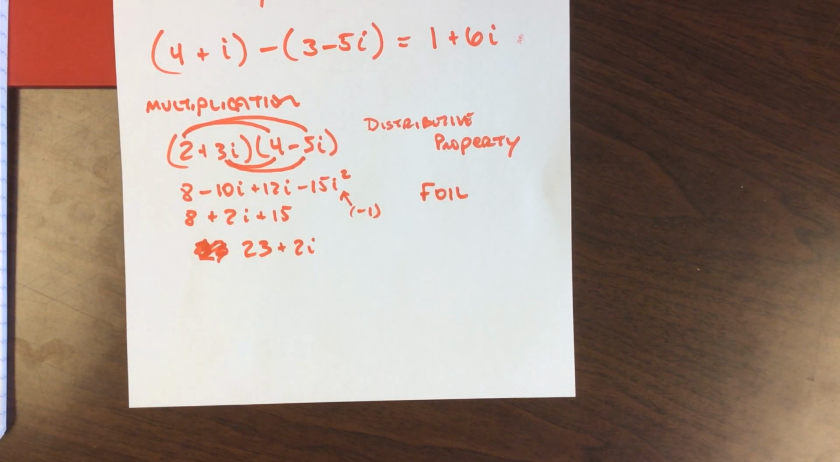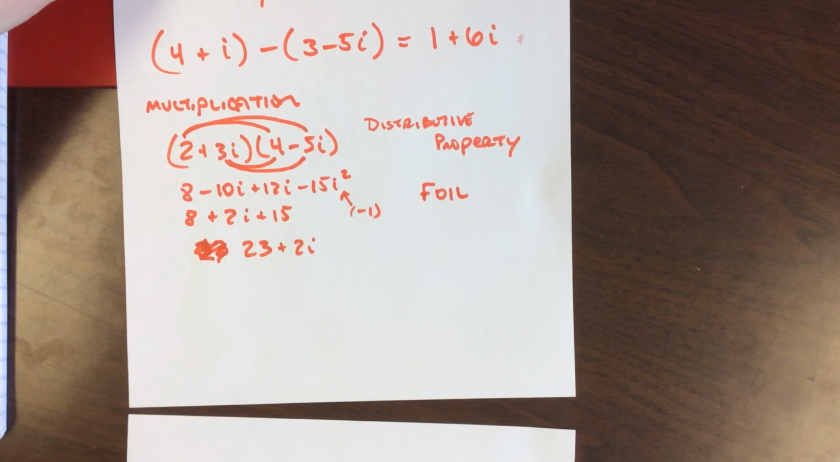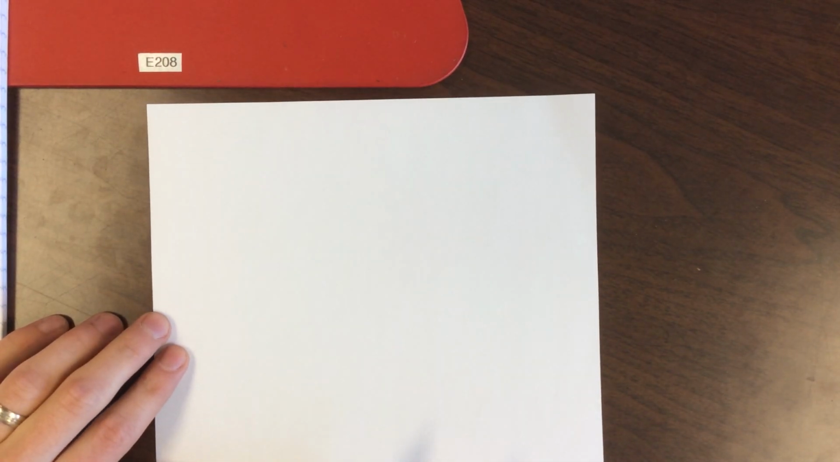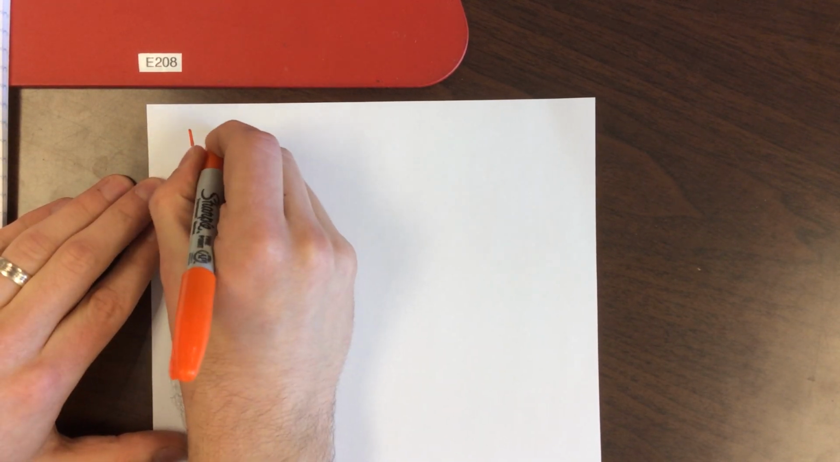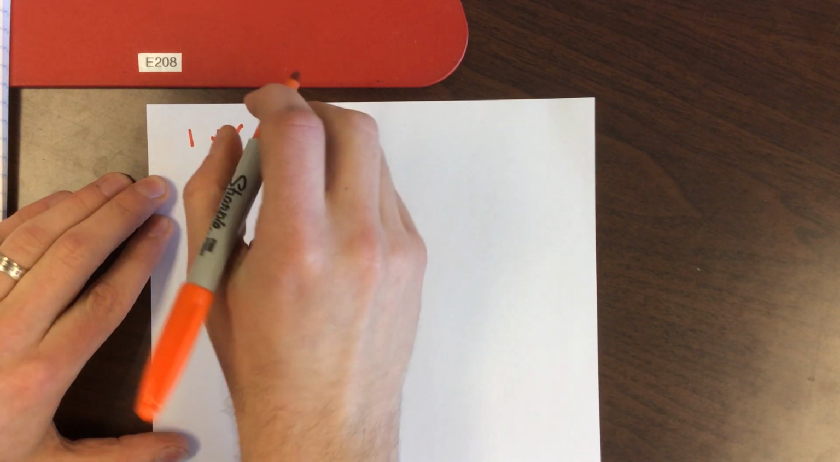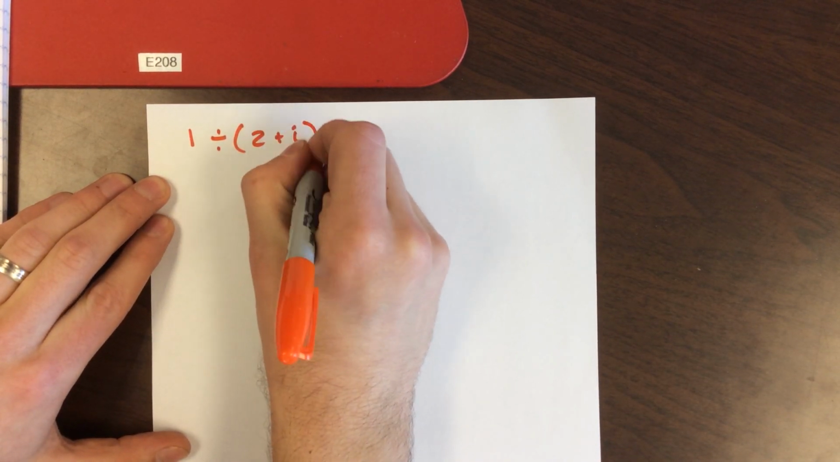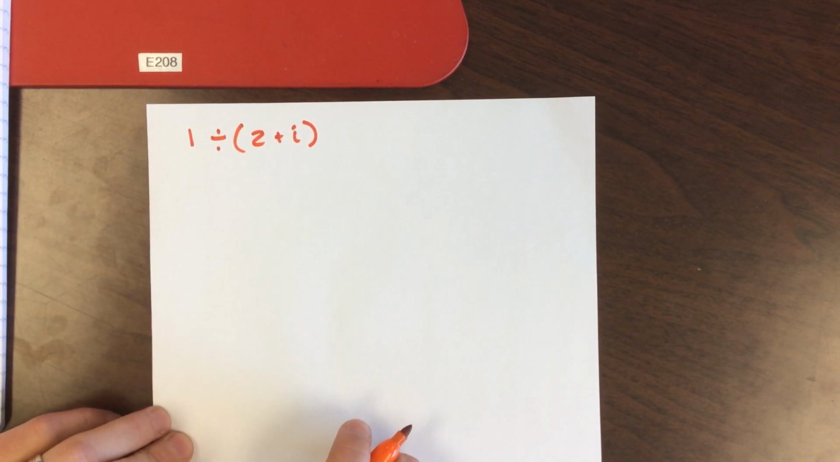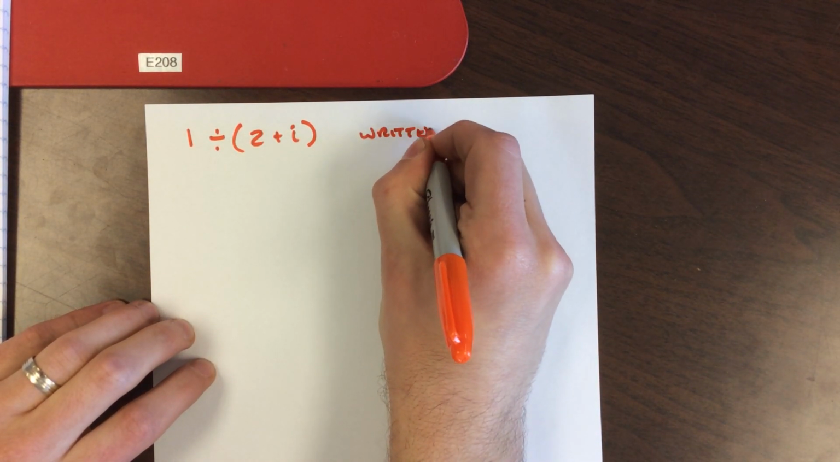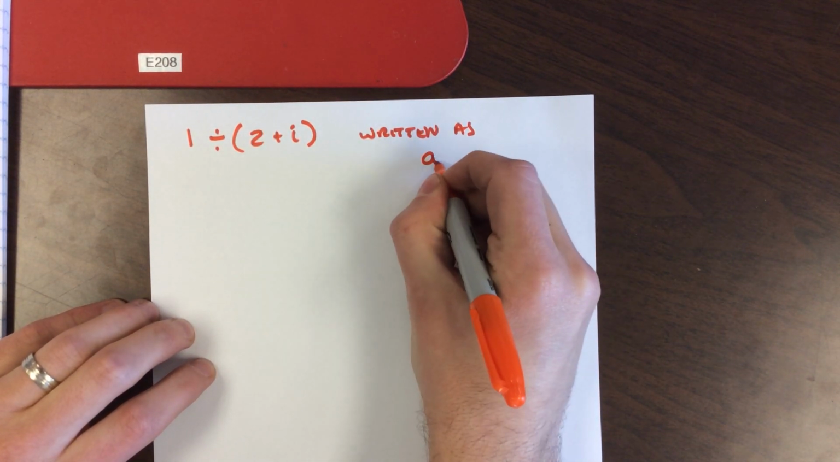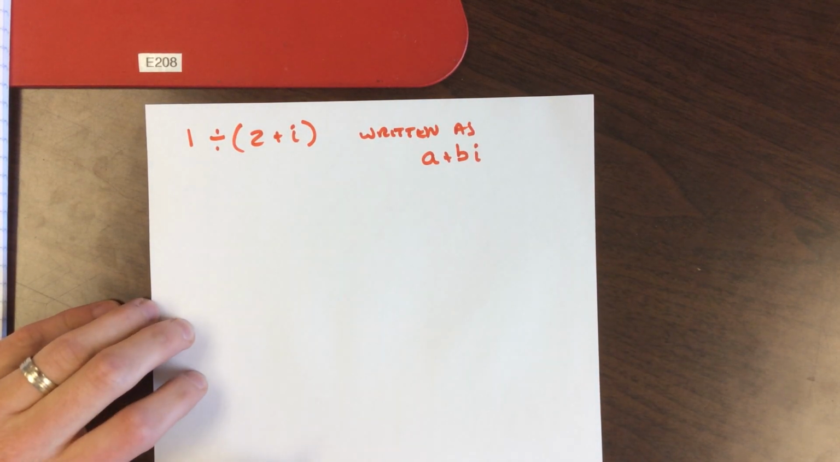All right. Do we have time for division? Yeah, we do. 1 divided by 2 plus i. We're going to write this in a plus bi form.